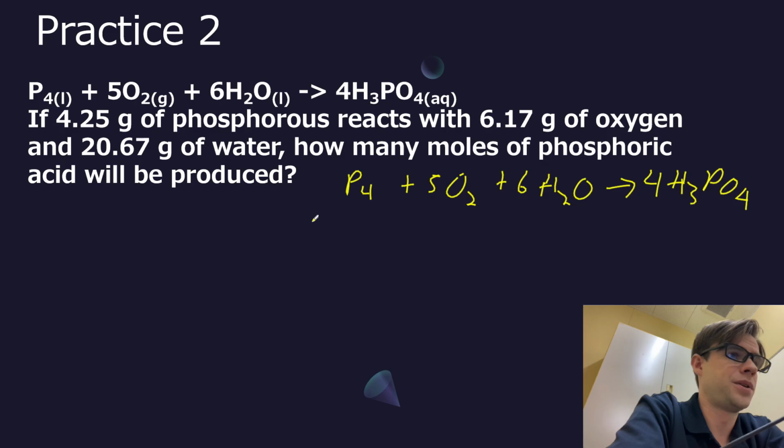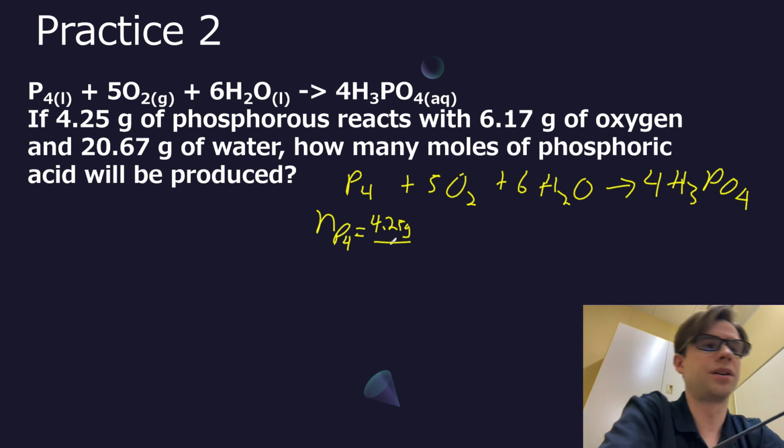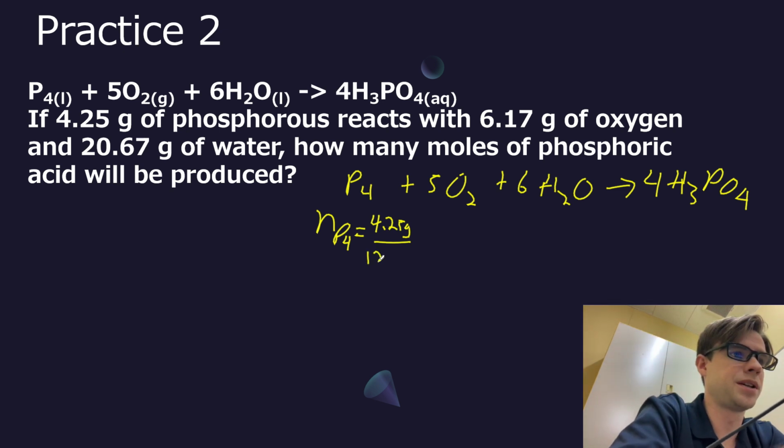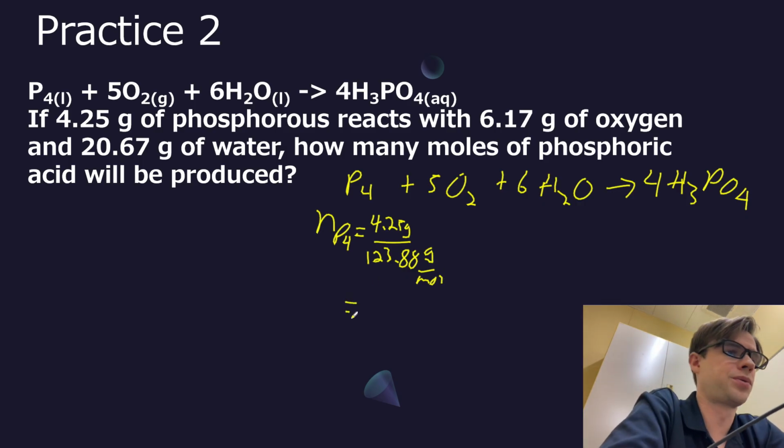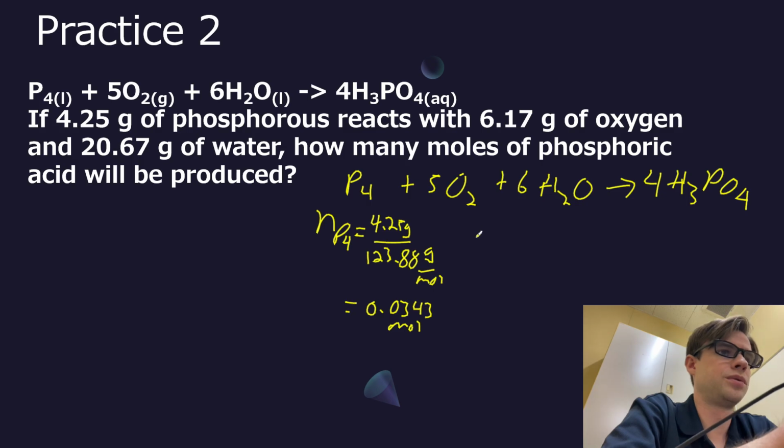So N of P4 will be some number. It's mass divided by molar mass. 4.25 gram divided by 123.88, I think, for P4, gram per mole. So this ends up being about 0.0343 mole. What about O2? We got 6.17 grams.